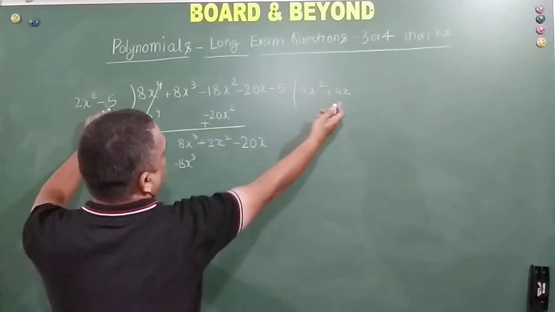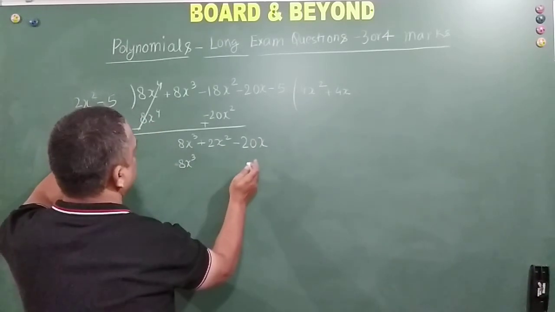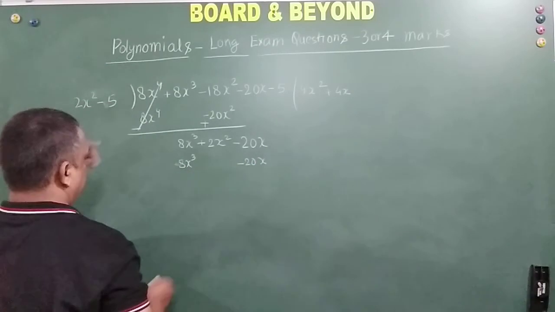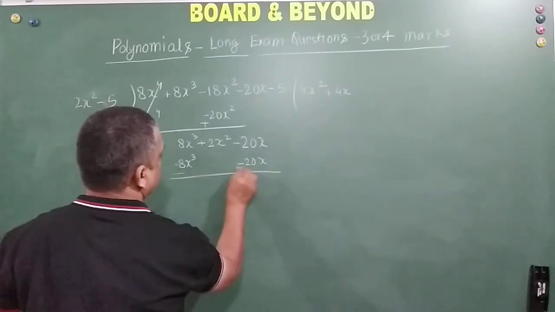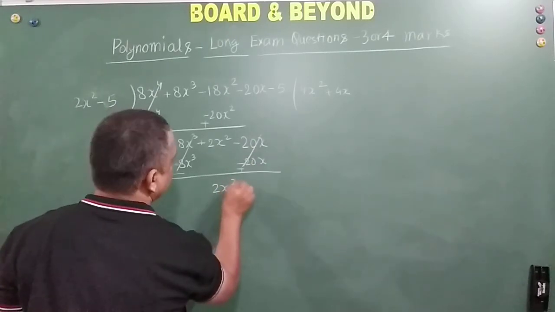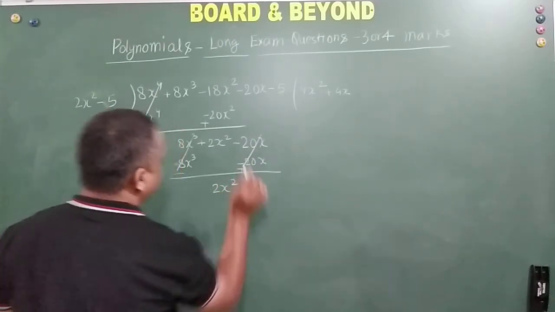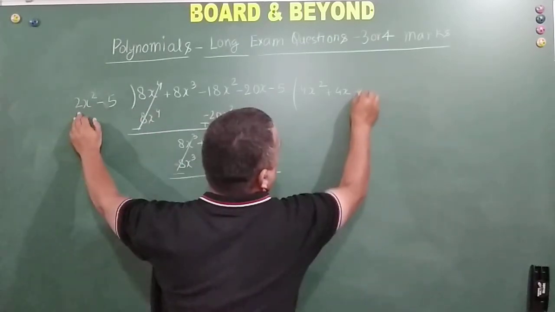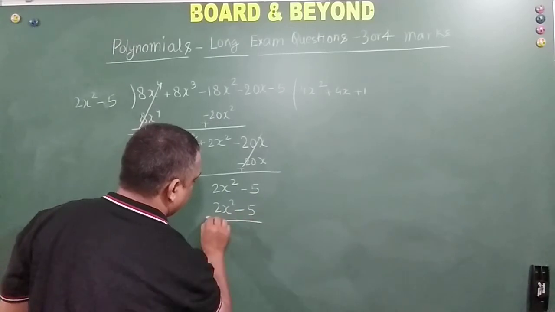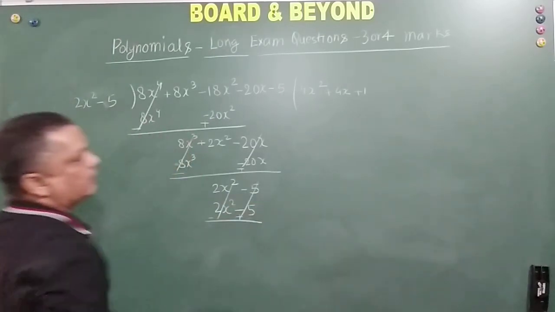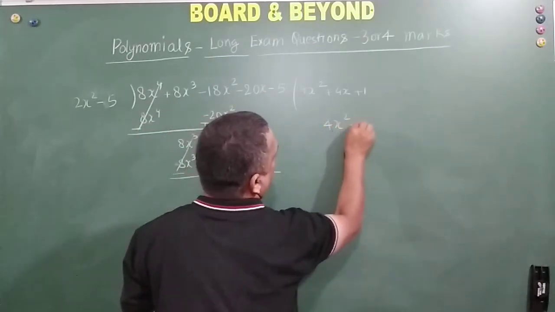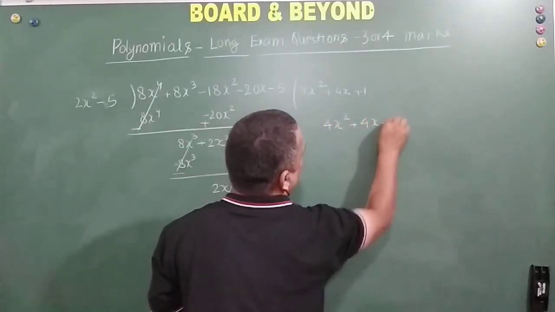Again, this into this will give me only x. So I will write it here. Minus 20x. Correct? Minus plus this and even this. Left with 2x square minus 5. Right? So plus 1. Please be careful while dividing. Okay, so I am left with 4x square plus 4x plus 1.